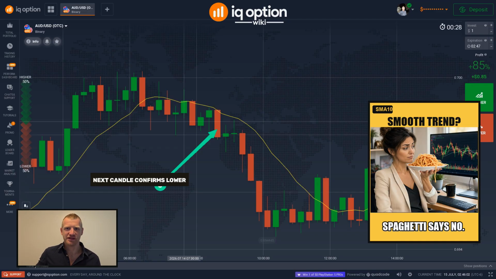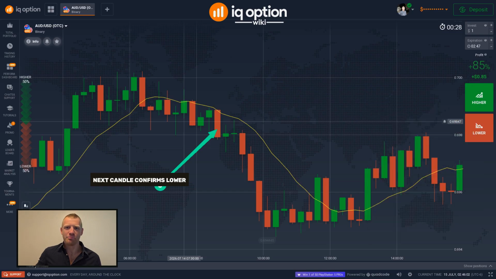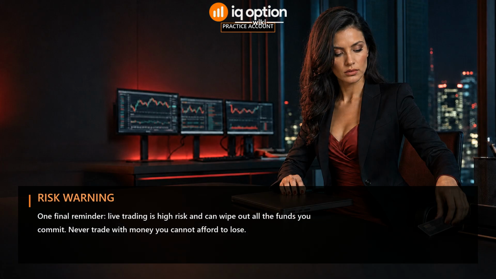An SMA can lag, and ranging markets can produce false signals. One final reminder, live trading is high risk and can wipe out all the funds you commit. Never trade with money you cannot afford to lose.